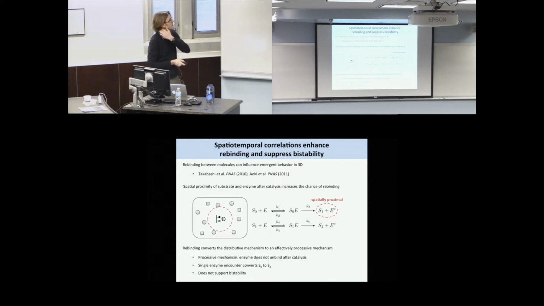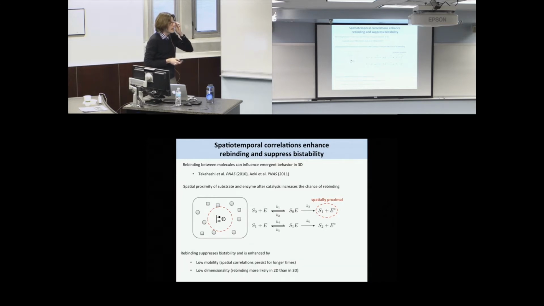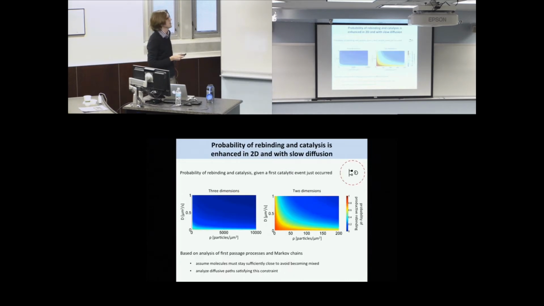And so this is a nice exercise in random walks. I'll talk about it in just a minute. Rebinding will change this distributive mechanism to a processive one where you can go from S0 directly to S2. One can show that those types of reactions don't support bistability. So by promoting this direct transition from S0 to S2, you decrease the presence of bistability in the system. This is a nice problem where you can think about the effects of diffusion and dimensionality and how they affect rebinding between these molecules. And so this becomes an exercise in thinking about random walks in two or three dimensions. Okay, so I think I'll just quickly show a couple of results.